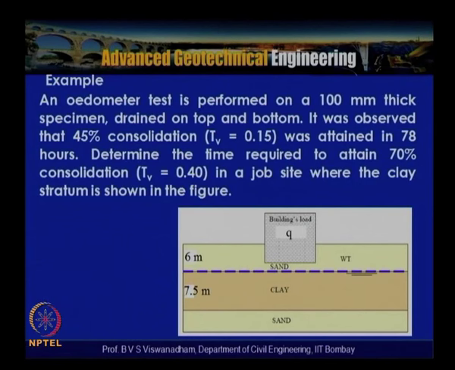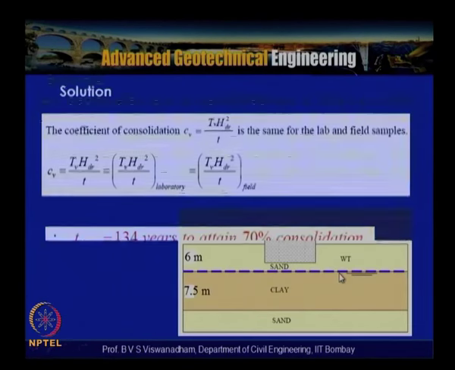Let us take another example where an oedometer test is performed on a 100 mm thick specimen, drained at top and bottom, and it was observed that at 45% consolidation, the time factor was 0.15, which was attained in 78 hours in the laboratory. We need to determine the time required to attain 70% consolidation, with Tv of 0.45, at a job site where the clay stratum is shown in the figure. We have a sand layer at the top and bottom, and the clay layer at the center, which is 7.5 meters thick. Let us assume that one-dimensional consolidation is valid here, and there is a building load which imposes a certain amount of delta sigma on the soil. This is the water table location here. What we need to find out is the time which it takes in the field.